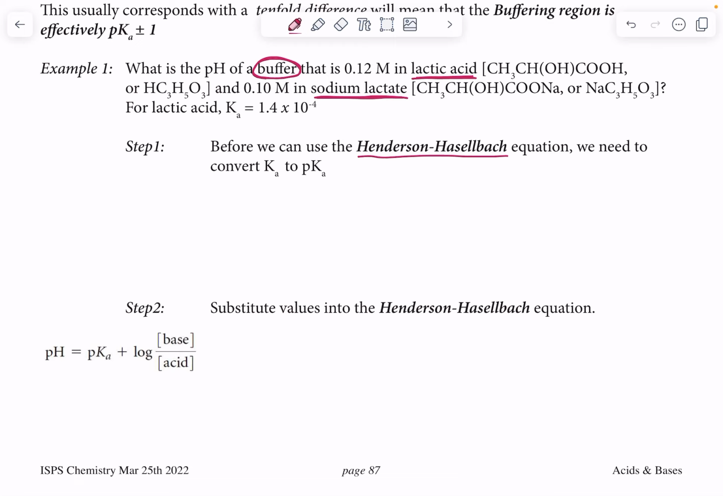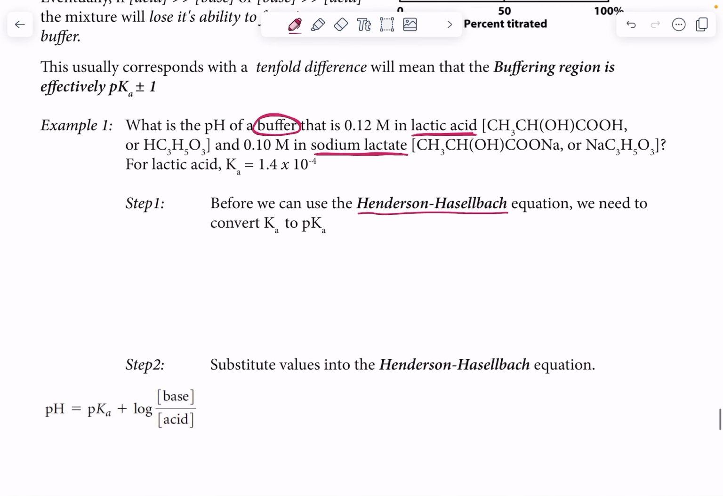So when we think about what's going on with these molecules, our lactic acid, which is our HC3H5O3, that's our weak acid. And it's going to dissociate in equilibrium with the proton and with the lactate ion. That's what we call that. So that's our weak acid. That should be pretty familiar to us by now.